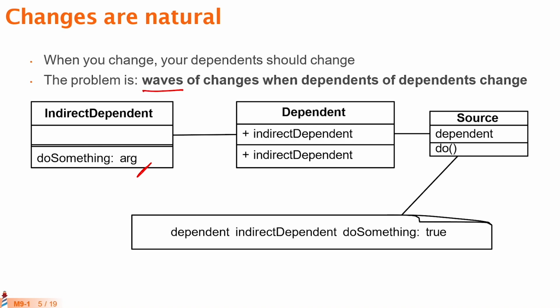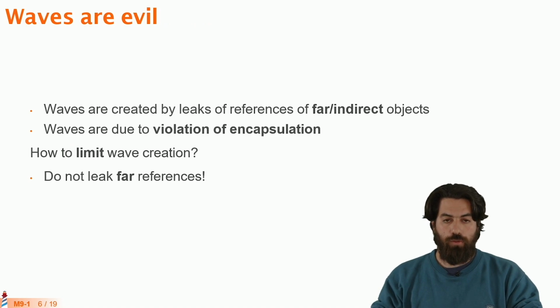Every time that we change something, that is going to impact the direct users, but if we don't control it, it can make waves on other more indirect users. So in this case, if we want to, for example, remove this do something method, we have to go and change this do method because it is calling it. So all these chain reactions or waves, they are evil.